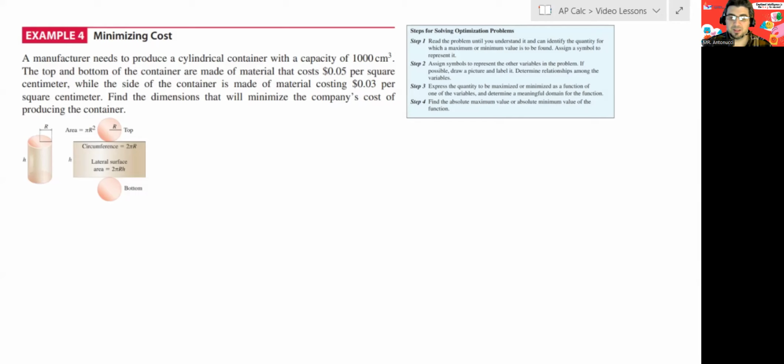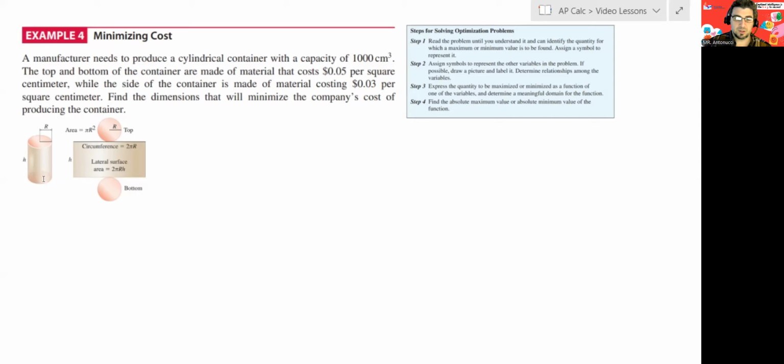The top and bottom of the container are made of material that costs 5 cents per square centimeter, while the side of the container is made of material costing 3 cents per square centimeter. We want to find the dimensions that are going to minimize the company's cost of producing the container. So we have a picture here that shows the cylinder.